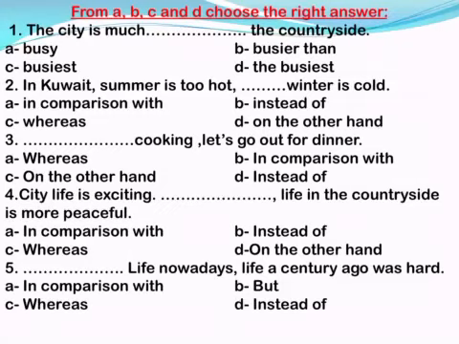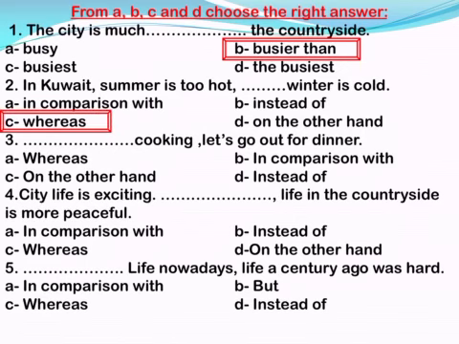Let's try to choose the right answer here. Number 1, the city is much busier than the countryside. 2, in Kuwait, summer is too hot, winter is cold. Winter here is cold is a full sentence, so we use whereas, and also because we have here a comma.